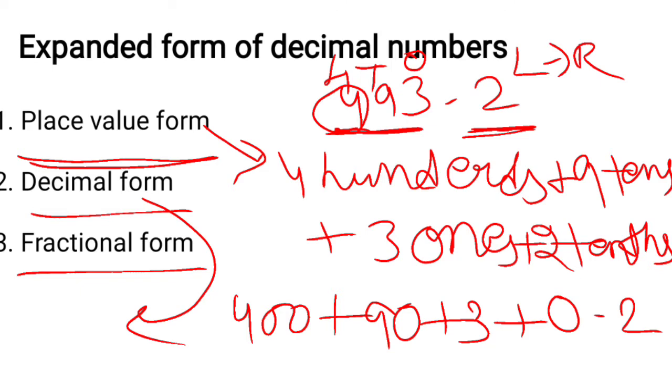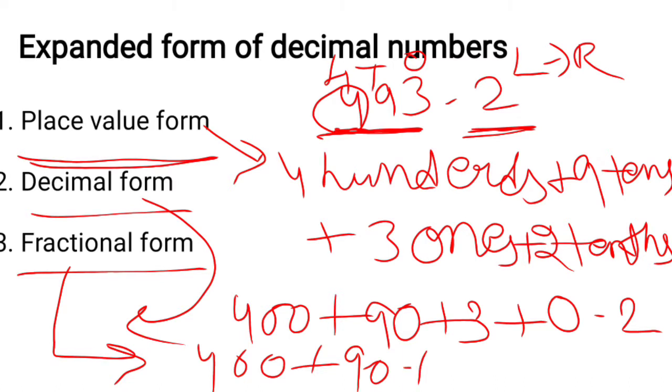Now if we are presenting the same number in the fractional form, how will we represent it? The whole number part 493 stays as it is, the same 400 plus 90 plus 3, and only the fractional part 0.2 we will put as 2 upon 10. Okay, now move to the next topic.